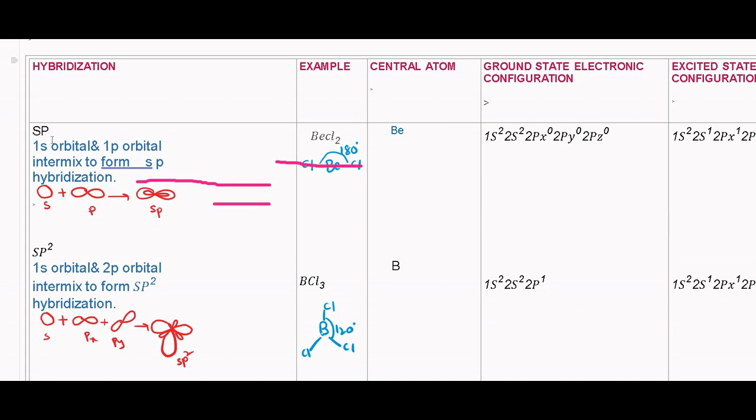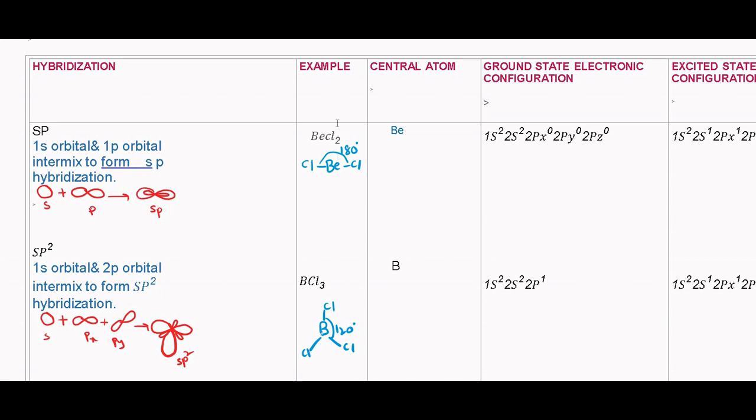In the hybridization column, this is sp hybridization. What is the meaning of sp hybridization? Sp hybridization means one s orbital and one p orbital intermix to form sp hybridization. In sp hybridization, how many atomic orbitals are participating? Two. What are those? One s orbital and one p orbital. This is the s orbital and this is the p orbital. These two orbitals intermix to form sp hybridization.